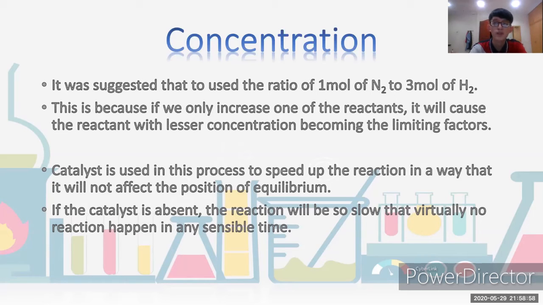For example, if they only increase the concentration of hydrogen, there will not be enough nitrogen to react with hydrogen. Thus, the excess hydrogen or the unreacted hydrogen will become a waste of money to the industry. Therefore, the ratio of 1:3 is very important.